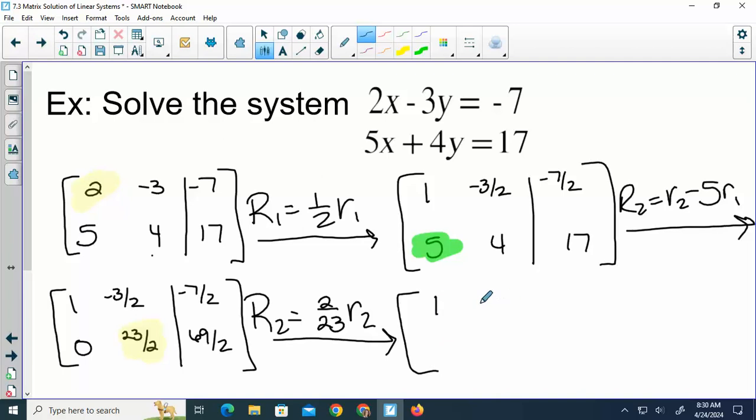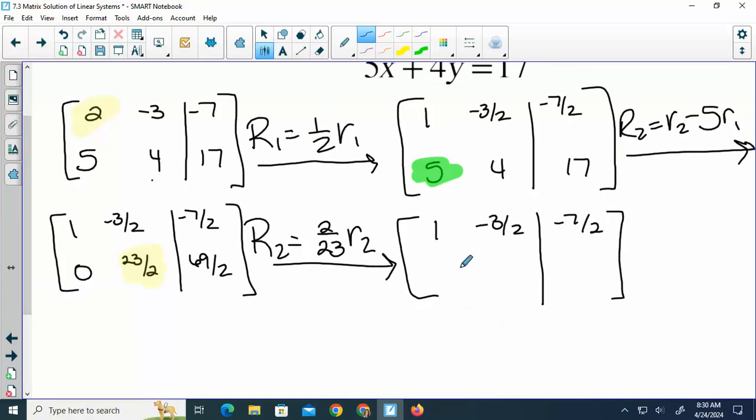So row 1 stays the same. So row 2, you are multiplying by the reciprocal. So 0 times 2 over 23 is still 0. 23 over 2 times 2 over 23 is 1. 69 over 2 times 2 over 23 is 3.